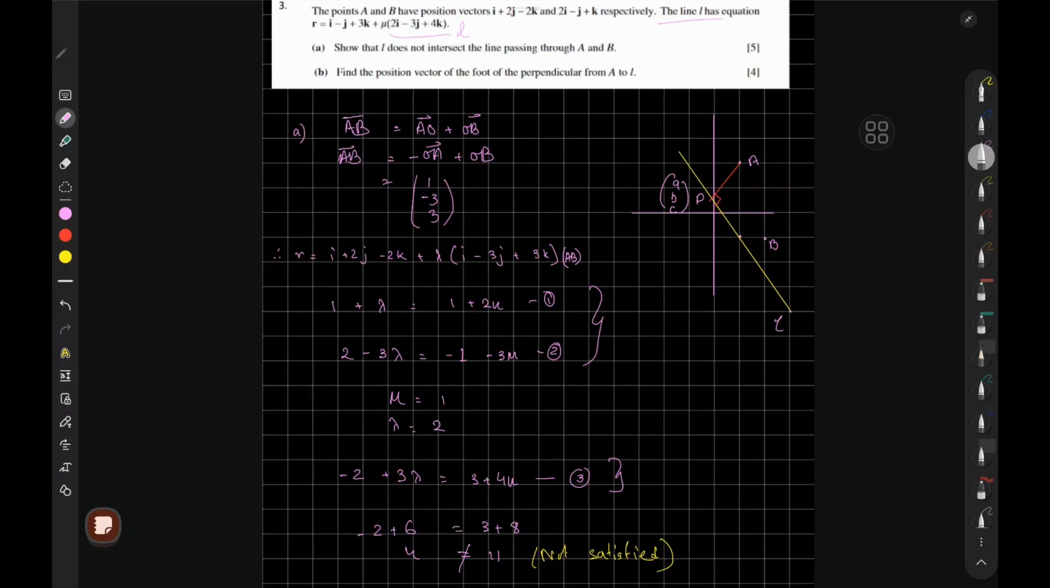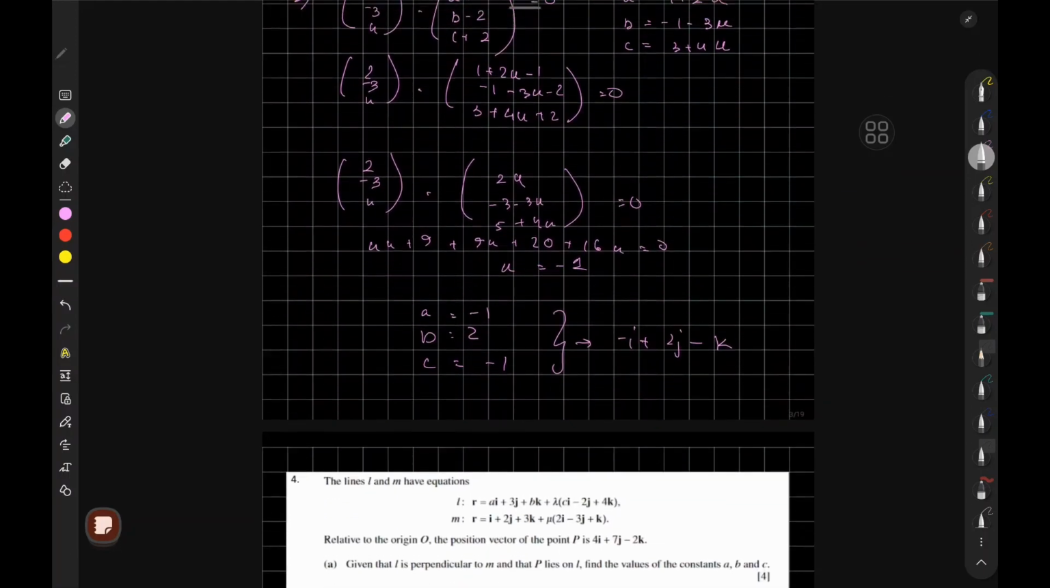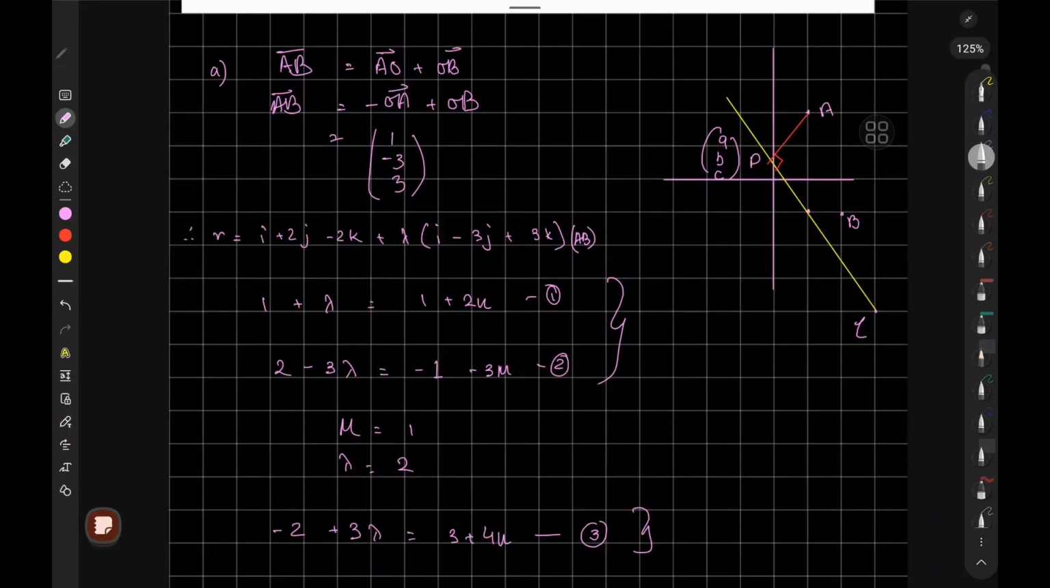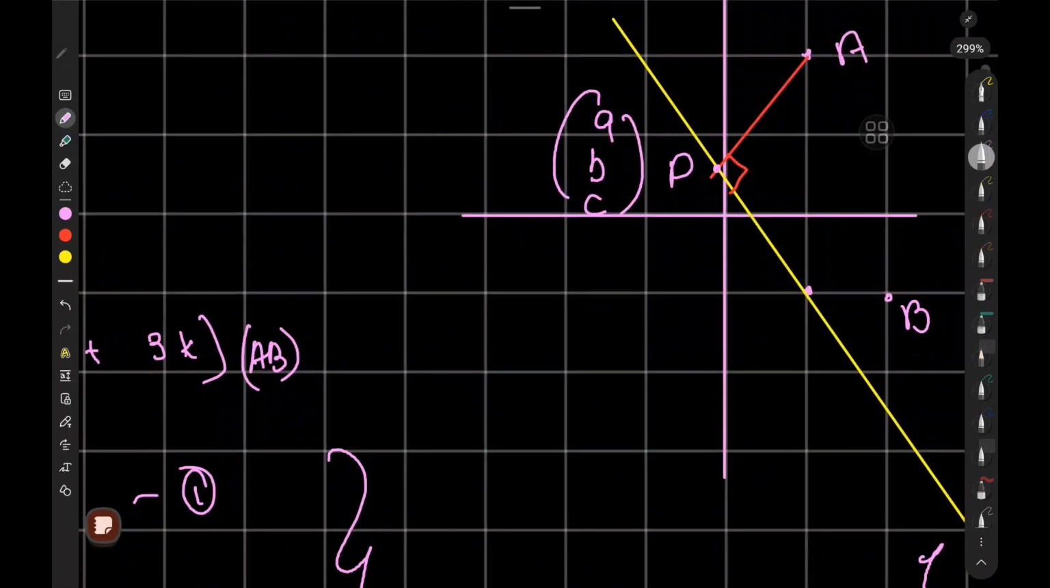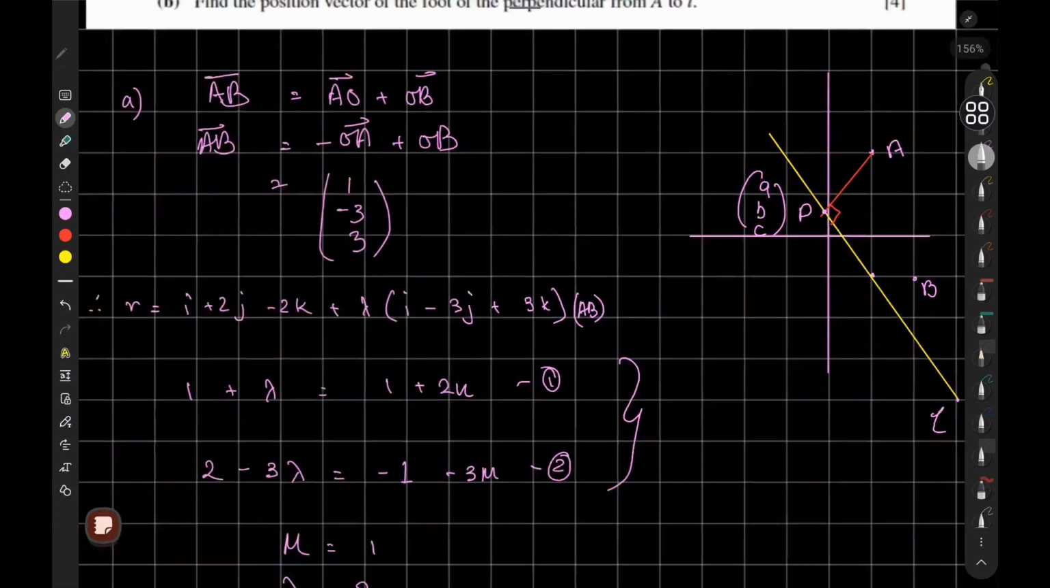Right. So what did they ask? Oh, they're asking for the position vector. They are asking for the position vector at the foot of the perpendicular line. Right. So they're asking for this P, which is at the foot.